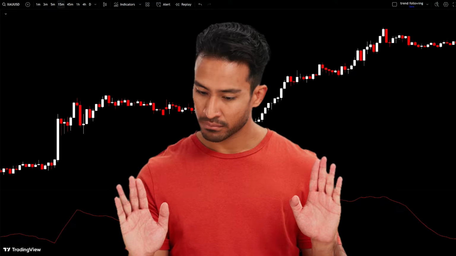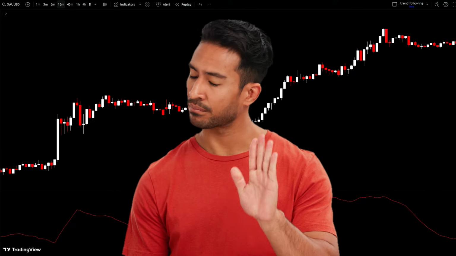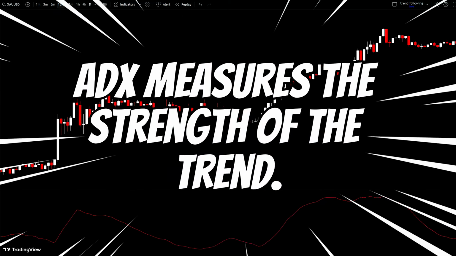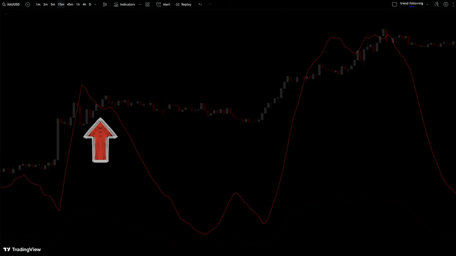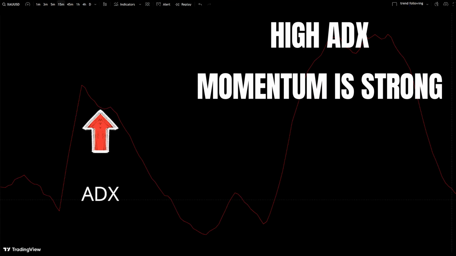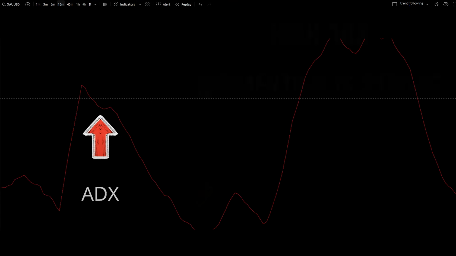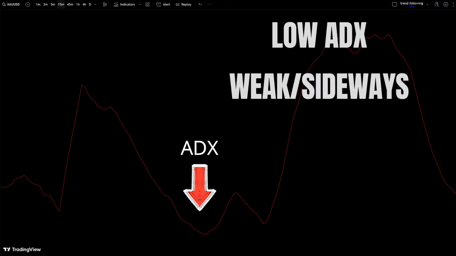Don't worry about the formulas. We're not diving into that. Simply know this: ADX measures the strength of the trend. High ADX means momentum is strong. Low ADX means the market is weak or sideways.